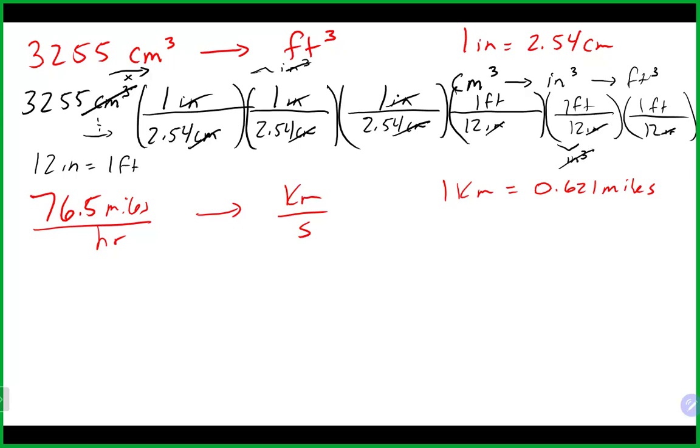Now I could actually do the math here. We're going to multiply once again everything on top, which is nothing but ones. So we're good on that, I think. 3255. We're going to divide by 2.54, hit equals. Divide by 2.54, hit equals. Divide by 2.54, hit equals. Divide by 12, hit equals. Divide by 12, hit equals. And divide by 12, hit equals. We end up with 0.1149492 feet cubed.